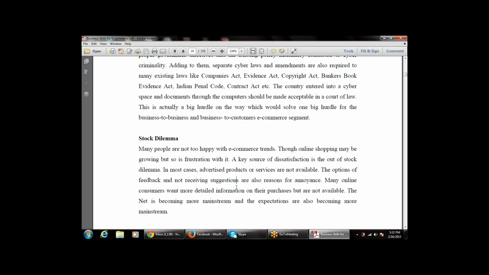In most cases, advertised products or services are not available.